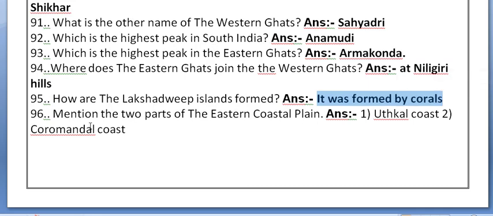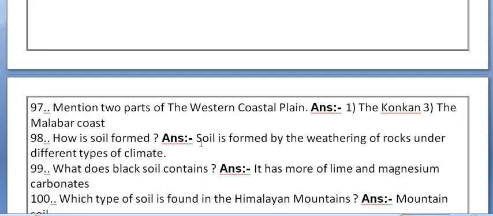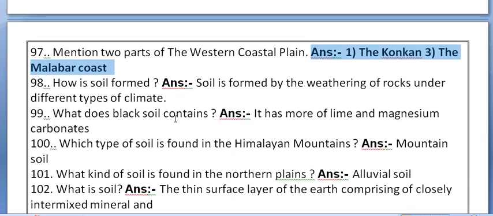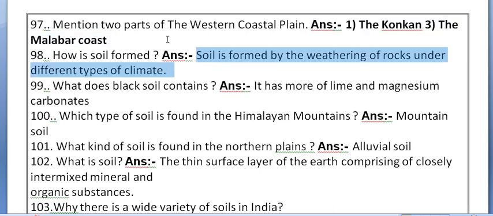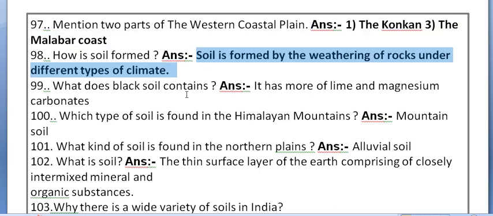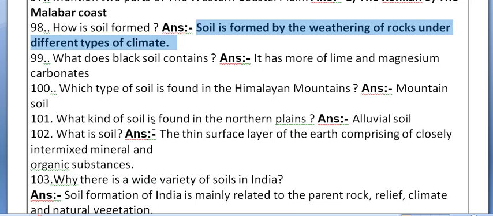Next, mention the two parts of Eastern Coastal Plain. The answer is Utkal Coast and Coromandel Coast. The next, mention two parts of Western Coastal Plain. The answer is Konkan and the Malabar Coast. How is soil formed? The answer is soil is formed by weathering of rocks under different types of climate.